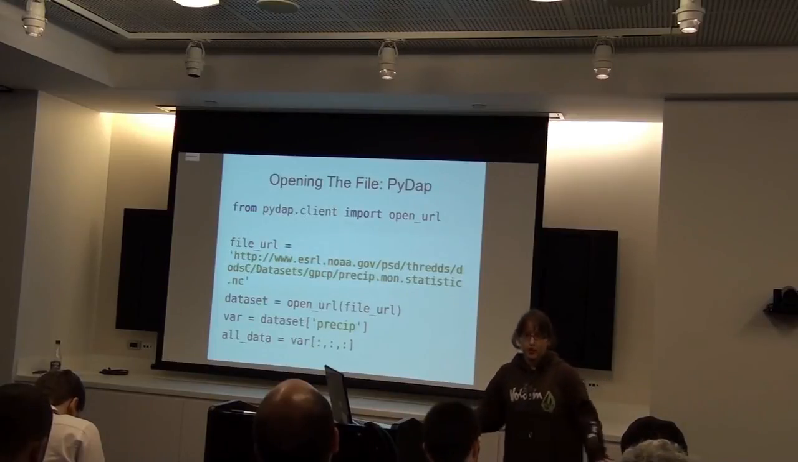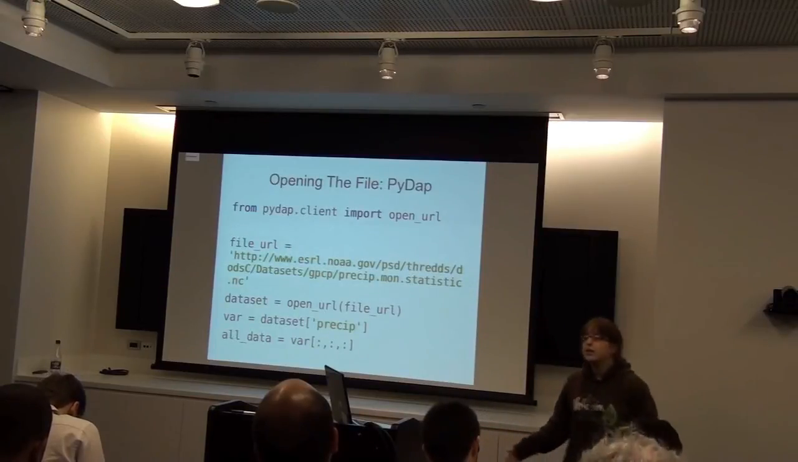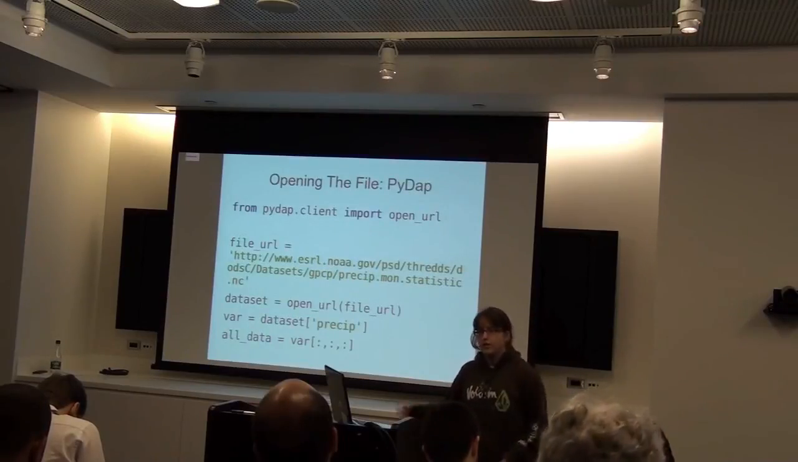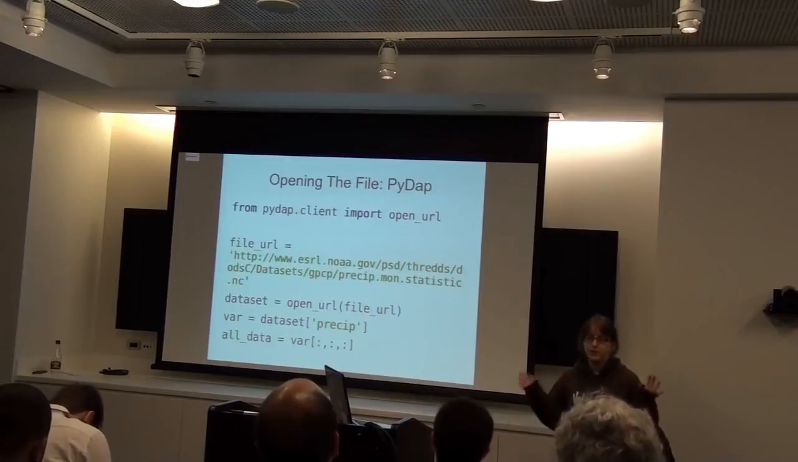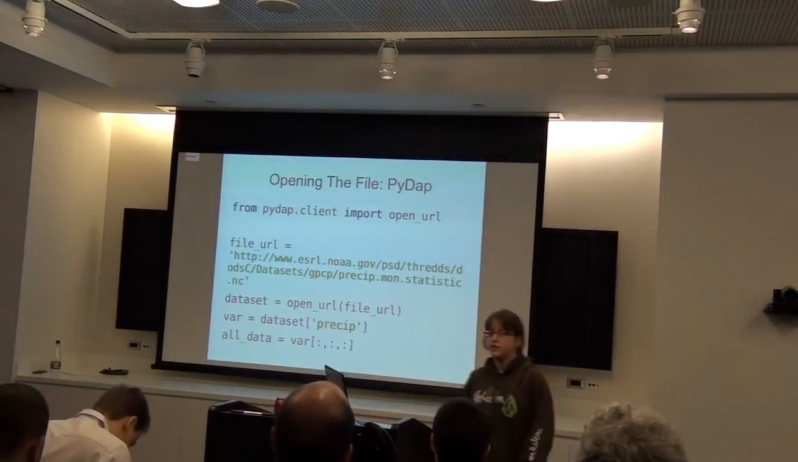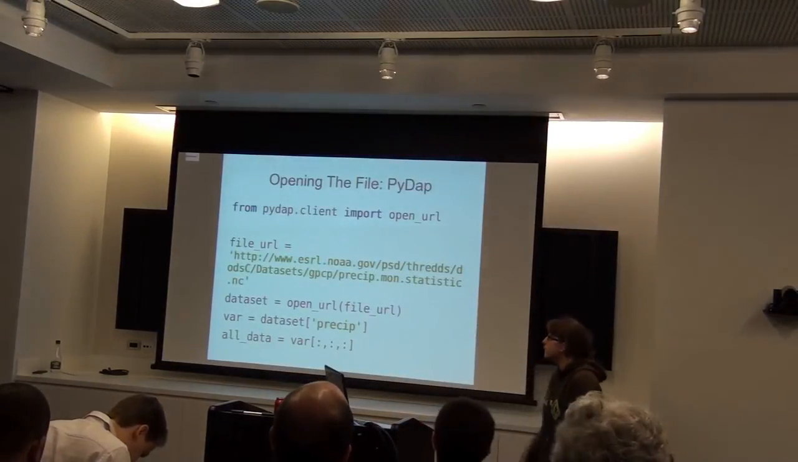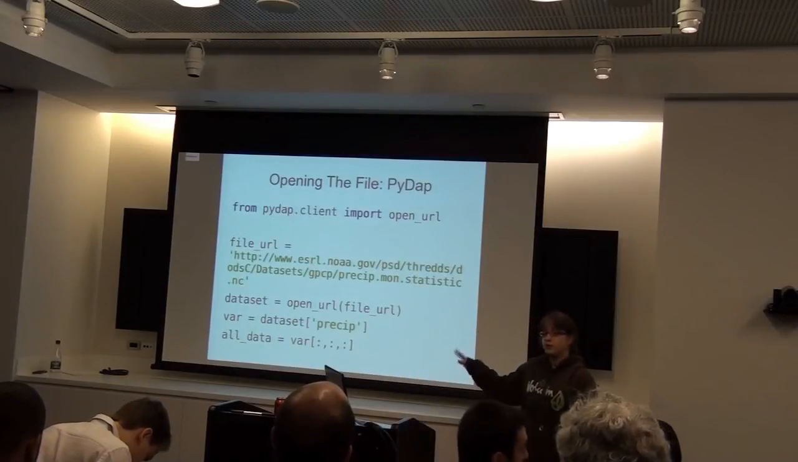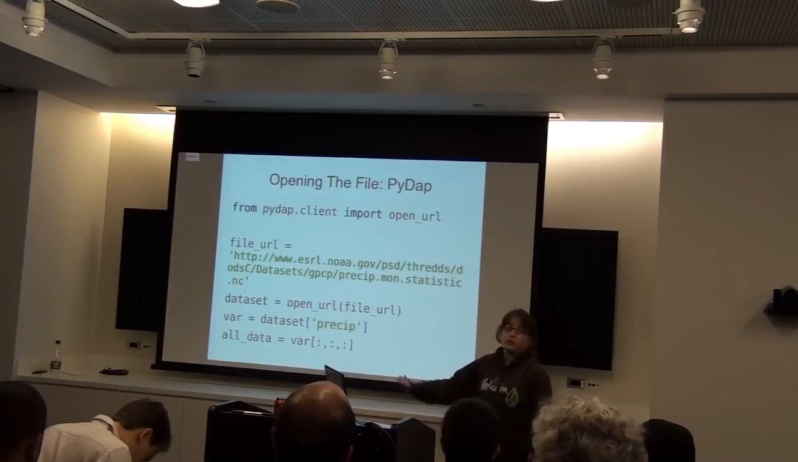Most people are using THREDDS right now, it's a Java-based server to serve data, but there's also PyDAP, an actual Python server, and I think there might be something in C. It'll serve the data out. So again, you open a connection to the file, you get out the piece you need, and you only download the piece you need.